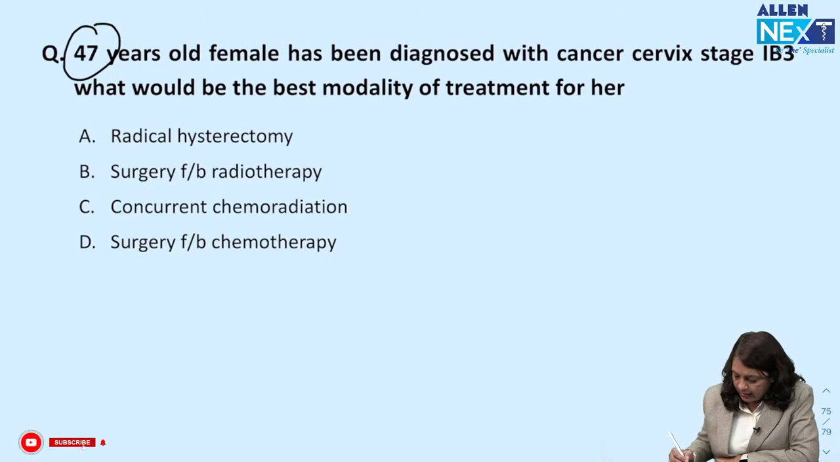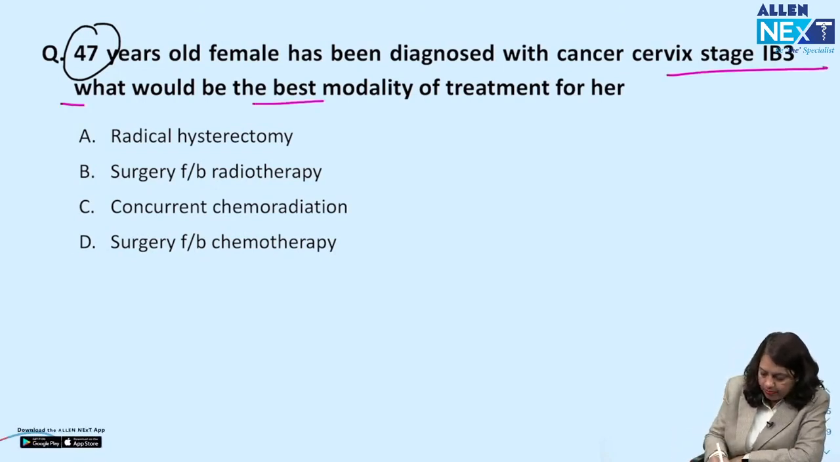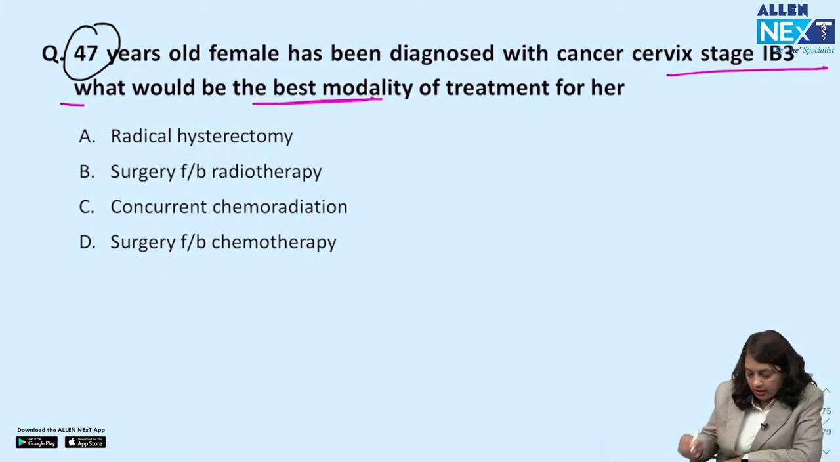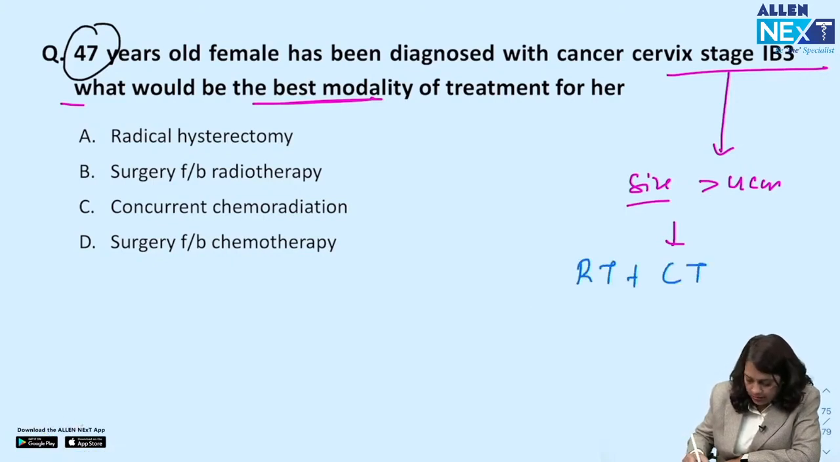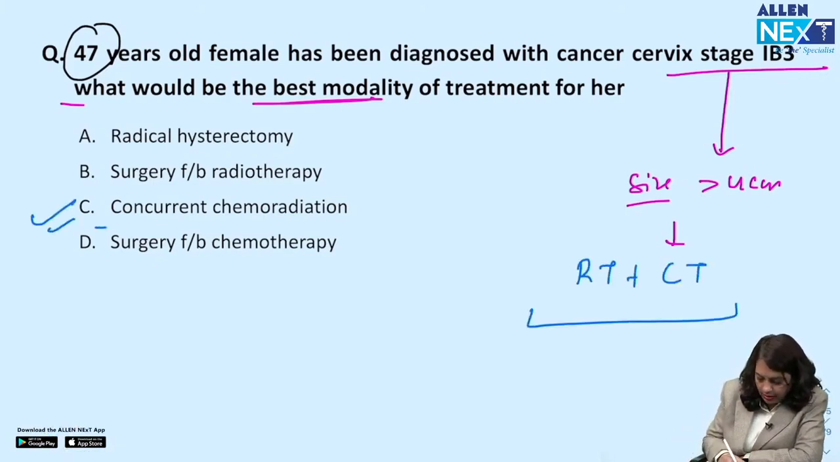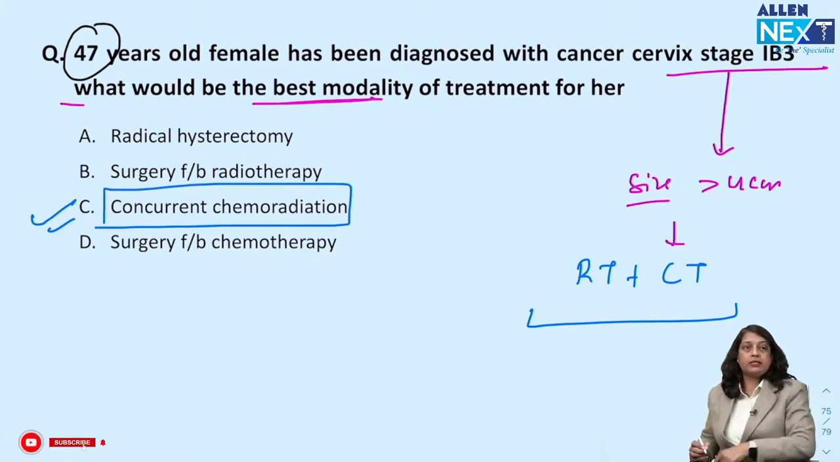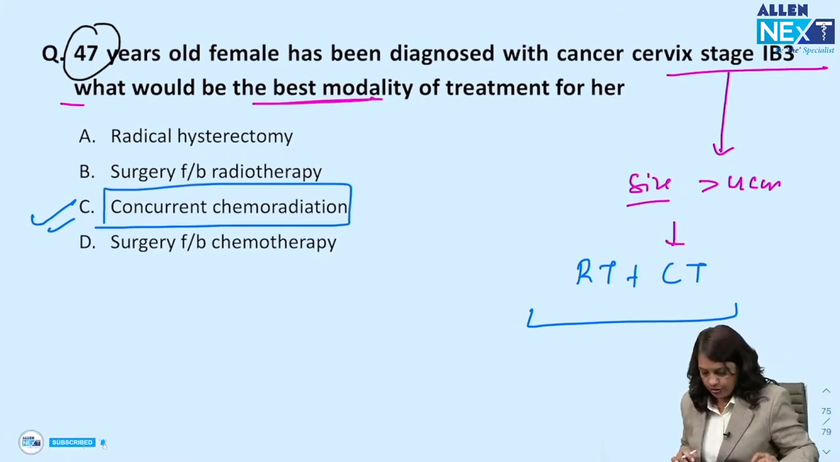A 47-year-old female diagnosed with cancer cervix stage 1B3. What is the best modality of treatment? Stage 1B3, the size of the tumor is more than 4 centimeter. So always it is radio plus chemo. So concurrent chemo radiation is the best answer to this question.